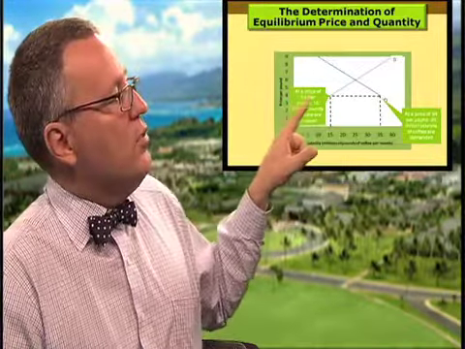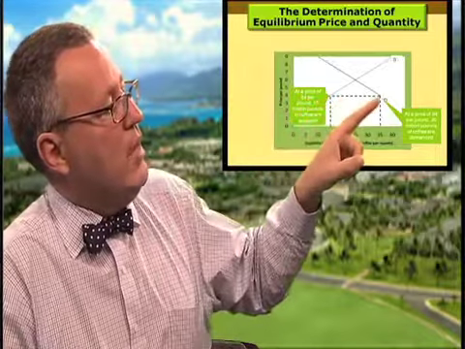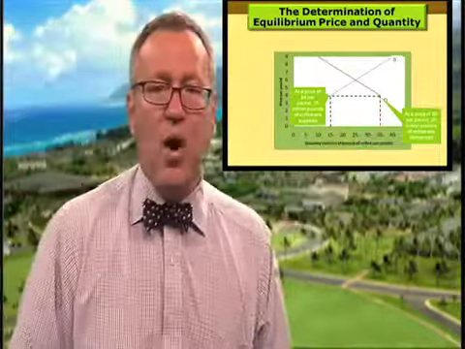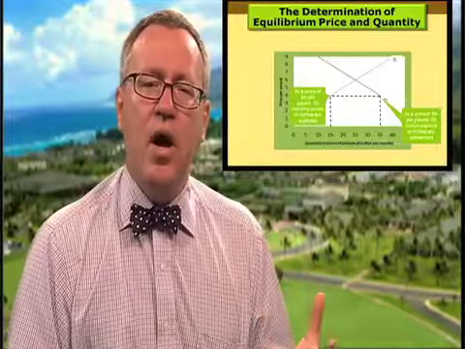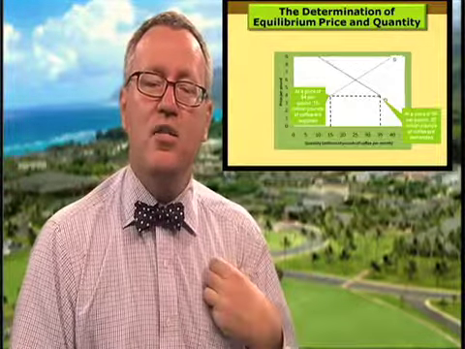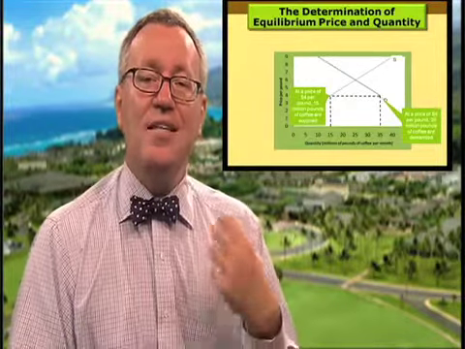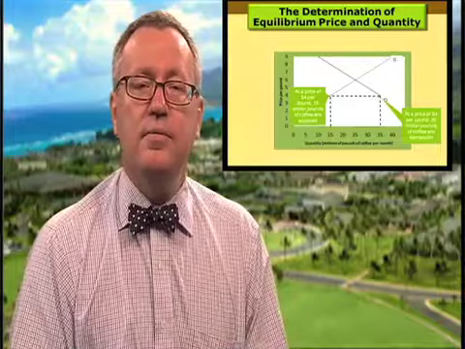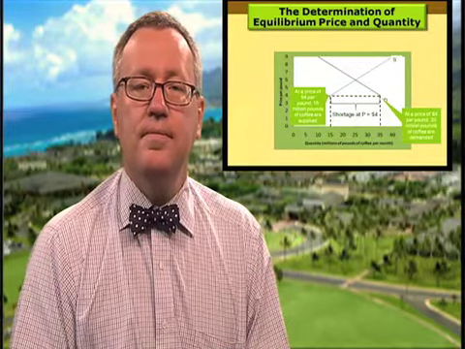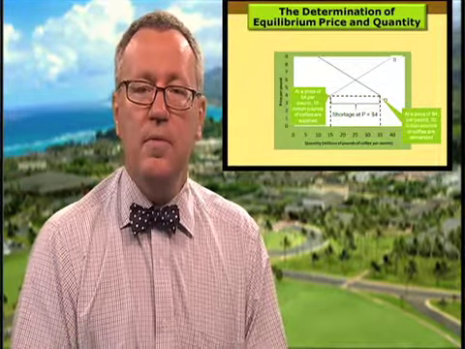But at $4, where's our demand? We draw it over to the demand curve. At $4, we want 35 million. So since the quantity that we want is greater than the quantity that is supplied, we have an excess of demand over supply, and we have a shortage. That's our shortage at $4 per pound.